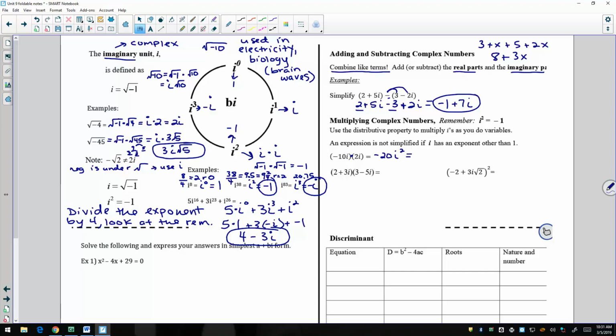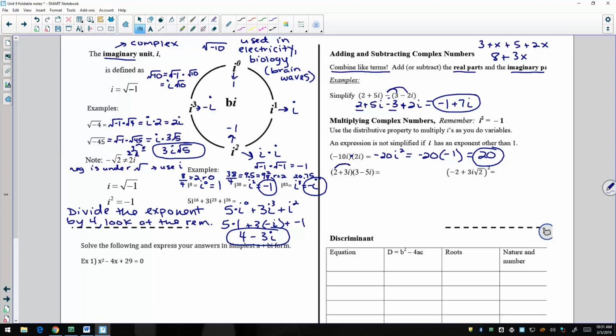i squared equals negative 1. Now, a negative 20 times a negative 1 is a positive 20. So your final answer is positive 20. The next example, you're going to multiply this out. Remember, if you need to, in your head, just imagine that these i's are x's. How would you multiply this out if those were x's or any other variable?